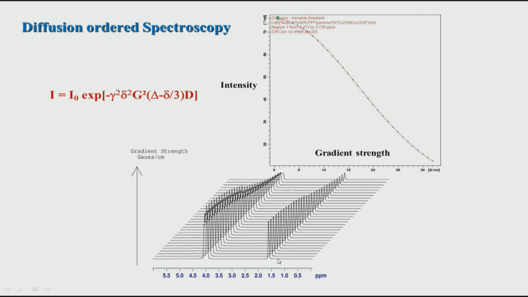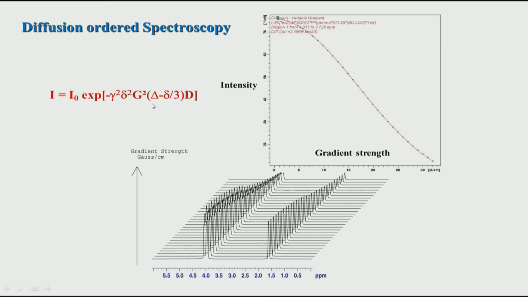Let us say this is a 1D spectrum of some molecule, and as you change the gradient you will see that the signal is decaying. Why is the signal decreasing? Because as you increase the strength of the gradient, two things. One is you can notice from this equation that if I increase the G value, my I should decrease. This is simply coming from the mathematical equation here.